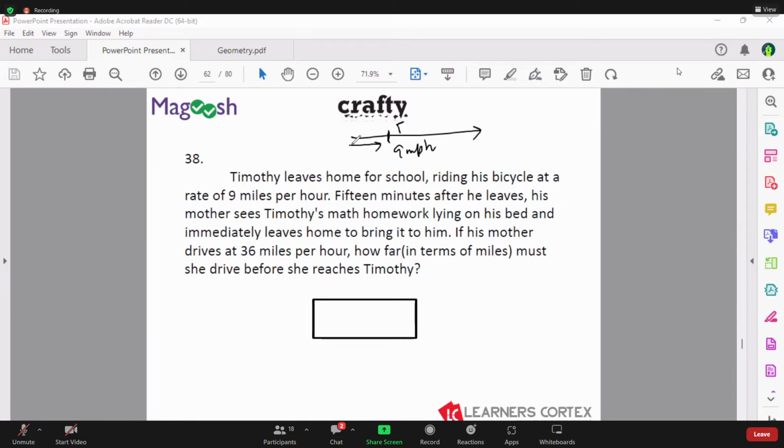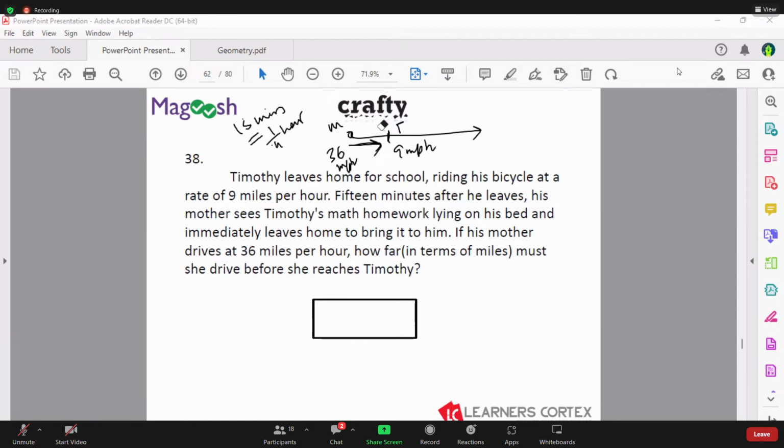It can be anywhere, he has reached somewhere here, and mother is starting after 15 minutes. Okay, 15 minutes time has elapsed, or basically we can say 1/4 of an hour. So 1/4 of an hour has elapsed, and it says that mother starts traveling at 36 miles per hour. Now, the question is asking, how far will mother travel to catch up with Timothy?